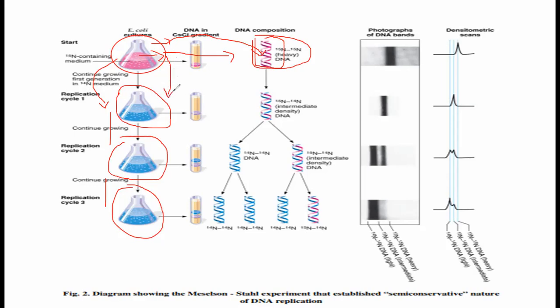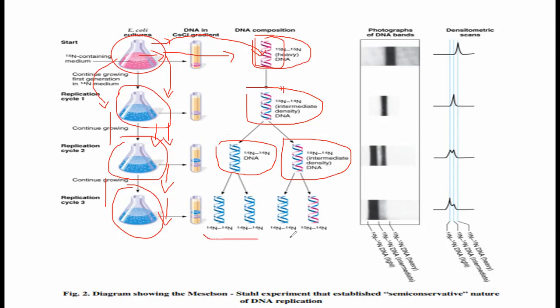When these E. coli containing nitrogen 15 were cultured on the nitrogen 14 medium, it was found that the DNA contained both nitrogen 15 and nitrogen 14. With further culturing, the DNA isolation showed that the DNA contains more and more nitrogen 14, and the content of nitrogen 15 is diminishing. Why is nitrogen 15 decreasing? Because the bacteria are continuously being cultured in a medium which contains nitrogen 14, not nitrogen 15. Nitrogen 15 is a heavier isotope than nitrogen 14.